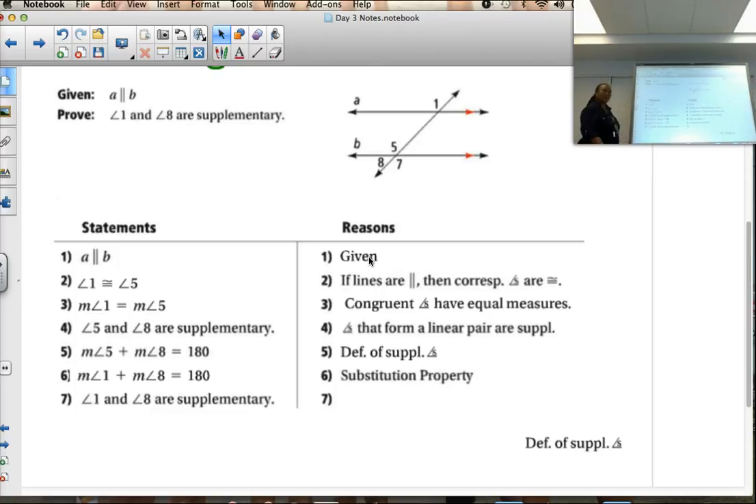What do we substitute in? We substituted in the 1 where we had the 5. Why can we do that? Because their measures are equal. So what's my last reason? Definition of supplementary. We could say that the measure of angle 1 plus the measure of angle 8, angle 1 and angle 8 are supplementary by the definition of supplementary, because we know when two angles add up to 180, by definition they're called supplementary.